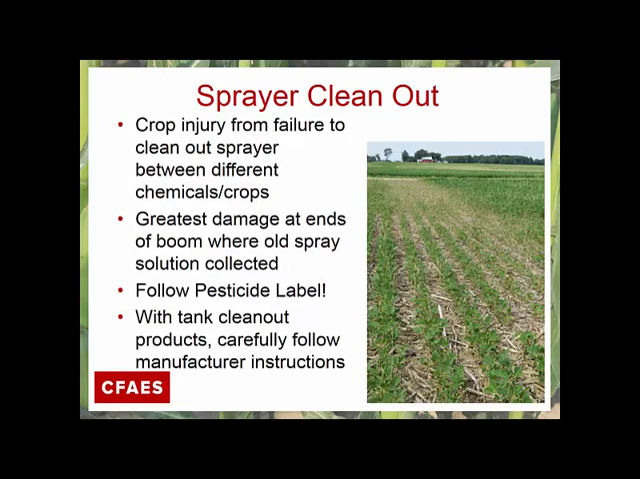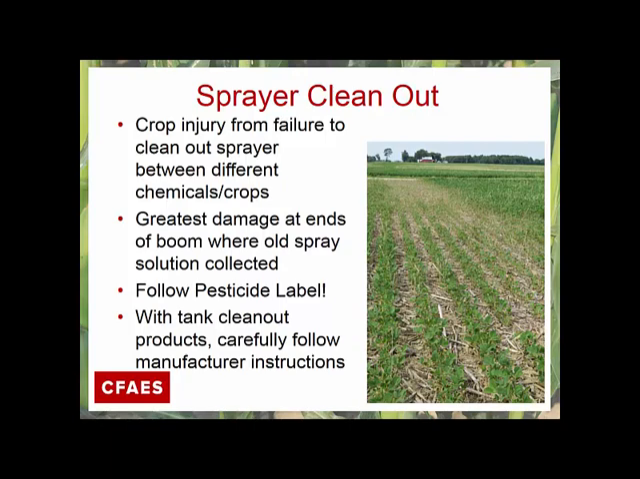Sprayer clean out is important. If you fail to properly clean out your sprayers between, say, a herbicide or an insecticide application, you can most definitely wind up with crop injury, with oftentimes seeing the greatest damage at the ends of the boom where the oil spray solution has collected. And that's in fact what the slide is showing.